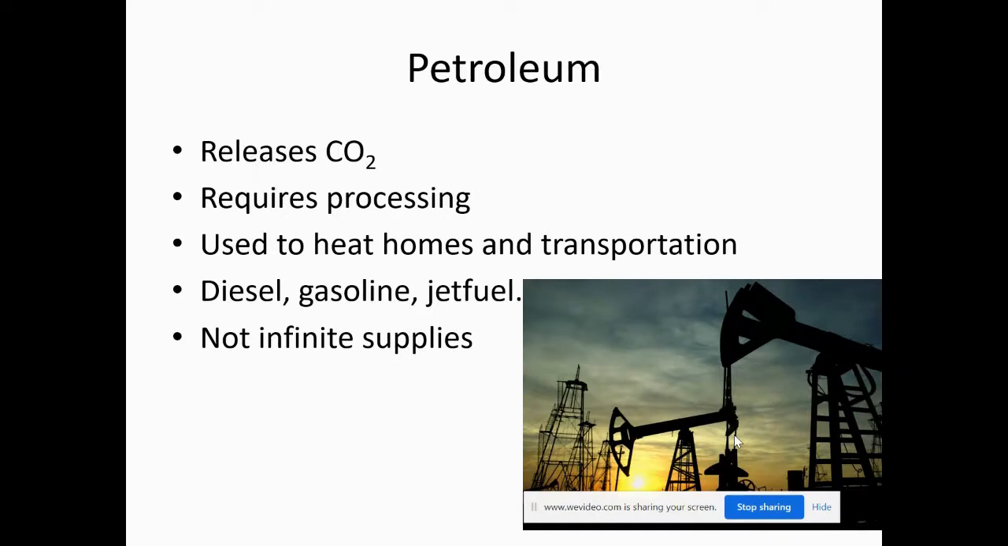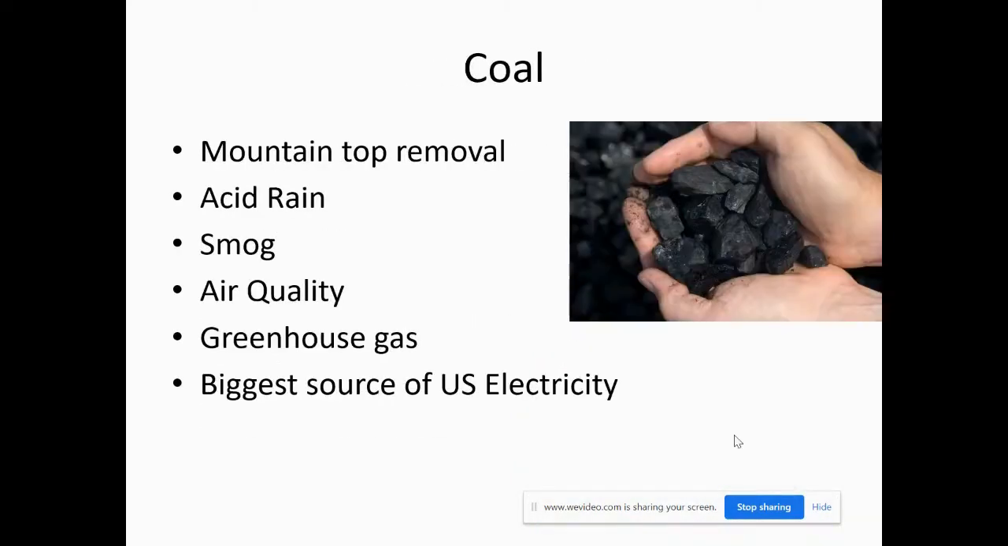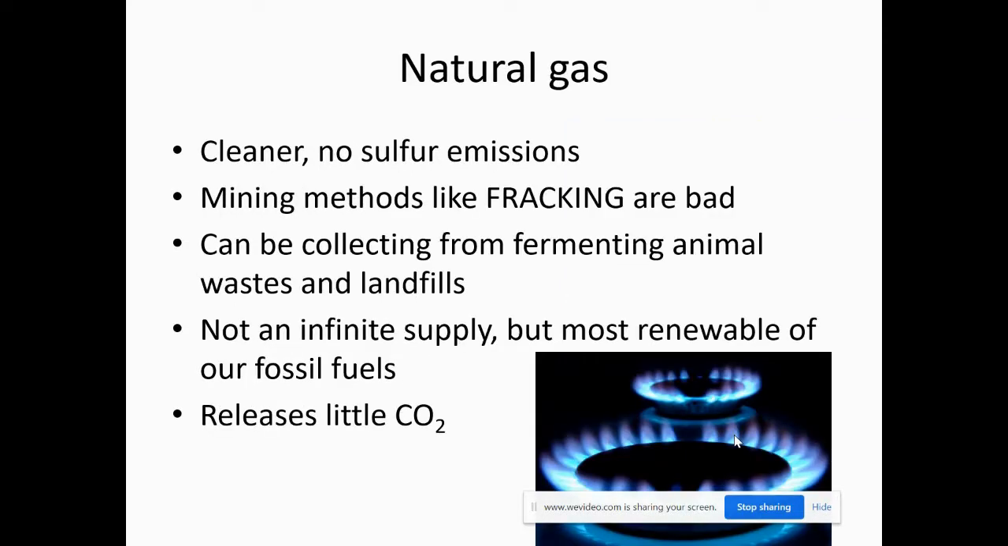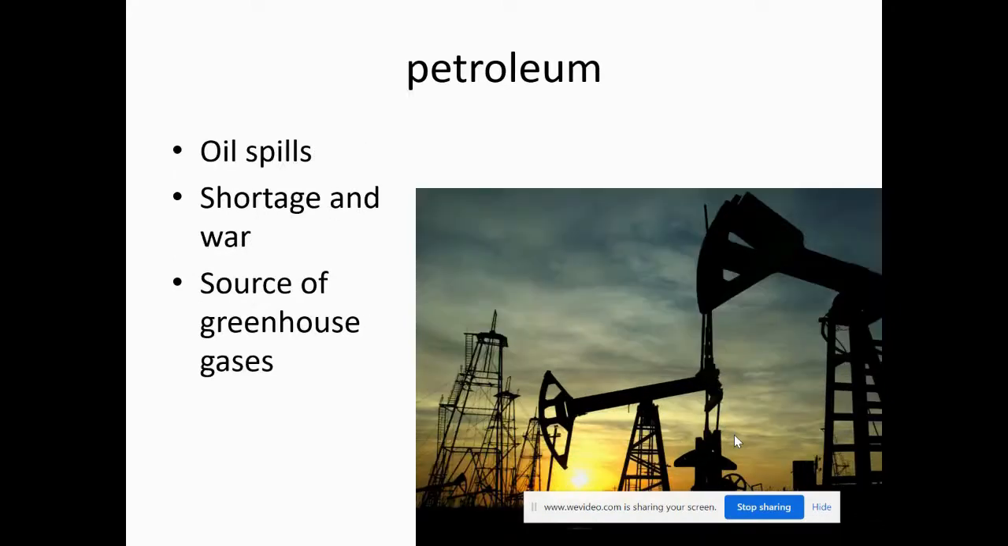Petroleum also releases CO2. This is mostly used for transportation. Oh, I forgot. Natural gas is mostly used for heat. Coal is used mostly for electricity. Coal, electricity, natural gas, heat, petroleum, transportation. So this does require processing. The problems with petroleum are oil spills, shortage, and it's a source of greenhouse gases.